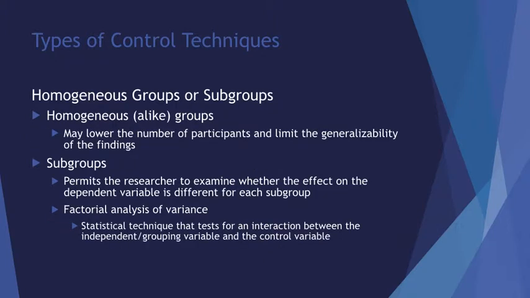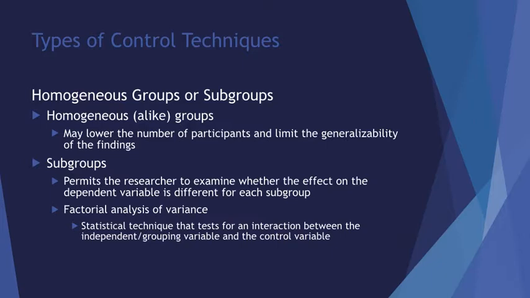Another way to control extraneous variables is to compare groups that are homogeneous, or that are alike. So let's think for a moment on IQ. IQ has a huge range, but what if as a researcher I just want to look at those with IQs between 90 and say 120, especially if IQ is considered an extraneous variable? Well, this procedure will lower the number of participants in the study and it'll also limit the generalizability of the findings because the sample of the participants includes such a limited range of IQ.